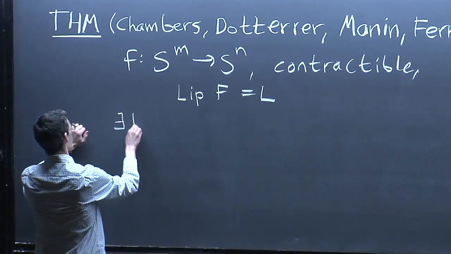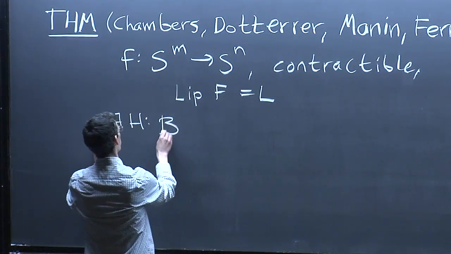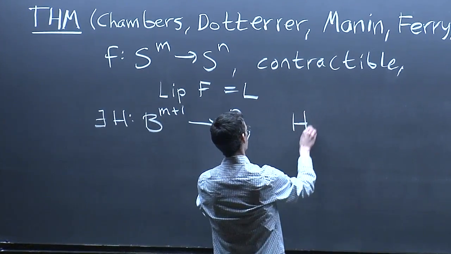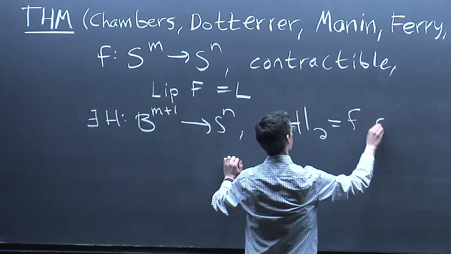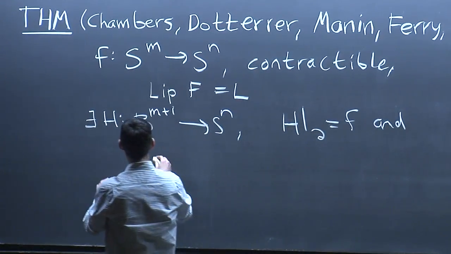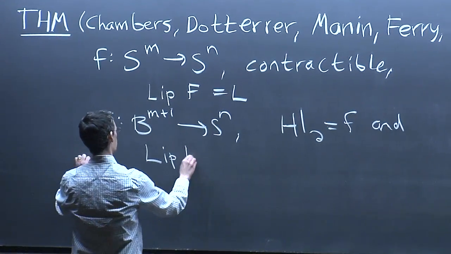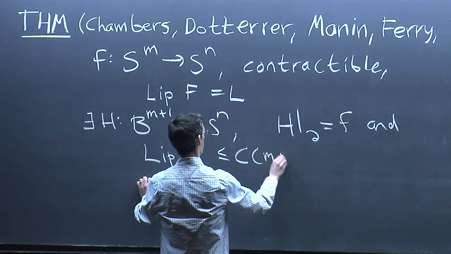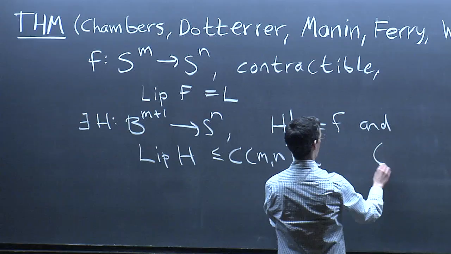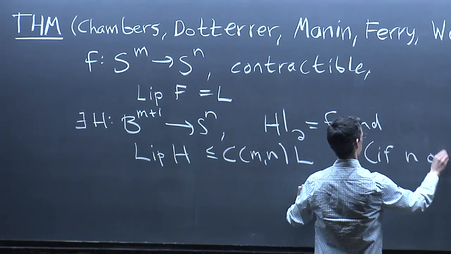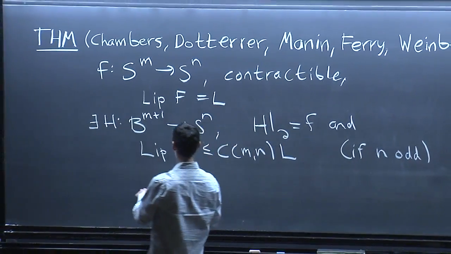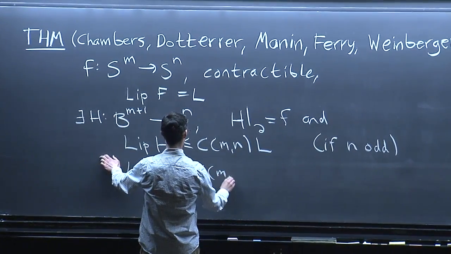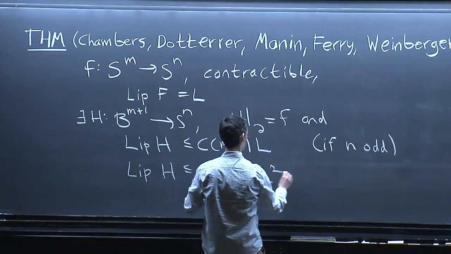Then there exists a null homotopy, H. So H is a map from the (m+1)-ball to S^n. It's a null homotopy, so H restricted to the boundary is our map F. And the Lipschitz constant of H is not too much bigger than this L. So it's bounded by some constant times L if n is odd, and it's bounded by some constant times L squared if n is even.